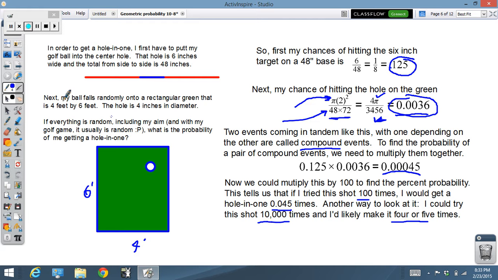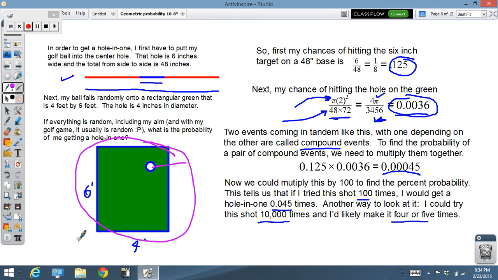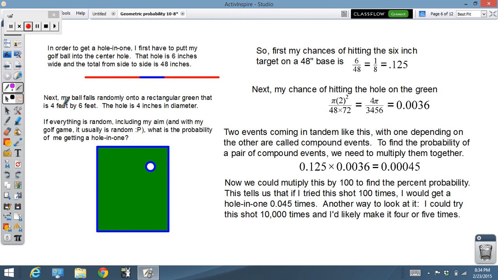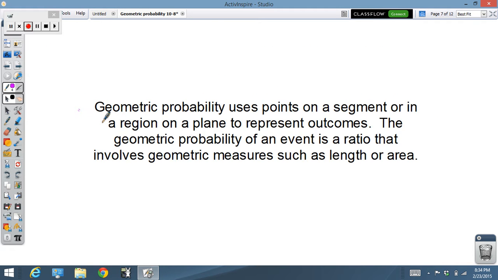Okay? But that's really just kind of an illustration of two of the ways we use geometric probability. One, in terms of straight lines and a length in terms of a total length. And two, in terms of an area that we want divided by a total area of all the things that could happen. Okay, so let's look at a little more practical examples here.